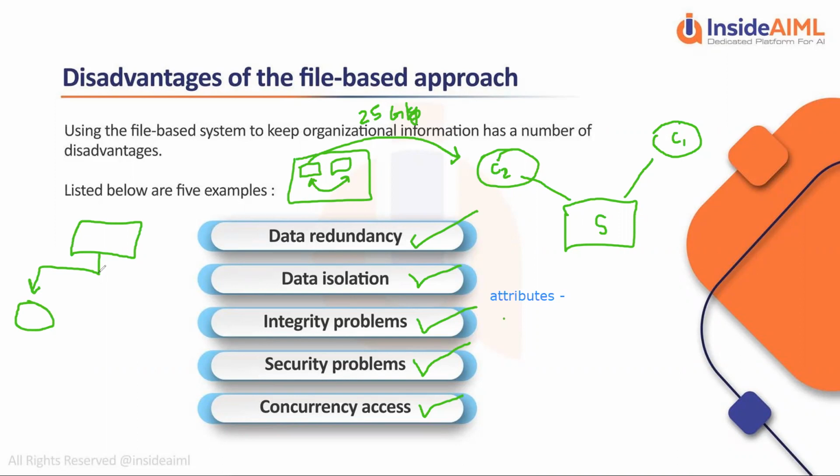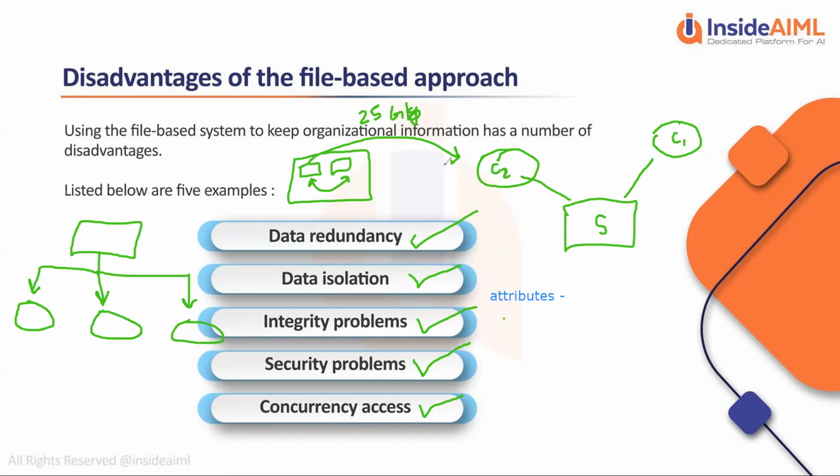Some information your teachers or faculty should have access to. Some information might only be present with your principals or higher management, right? So everyone should not have the same access to the data. There should be some sort of, I mean, hierarchy.